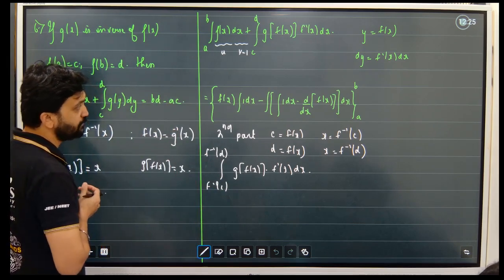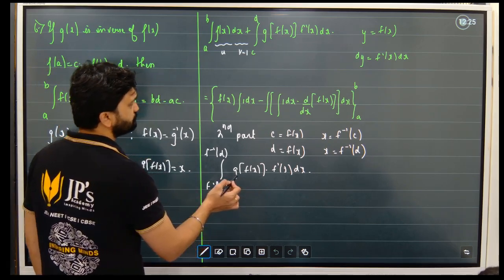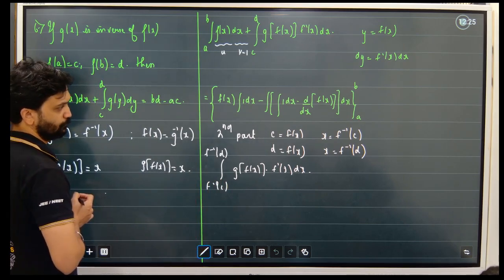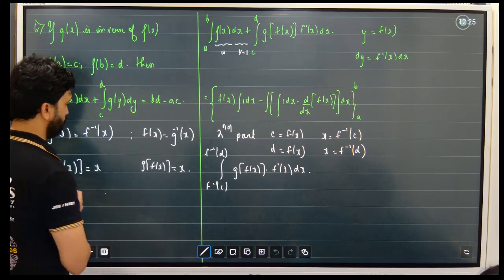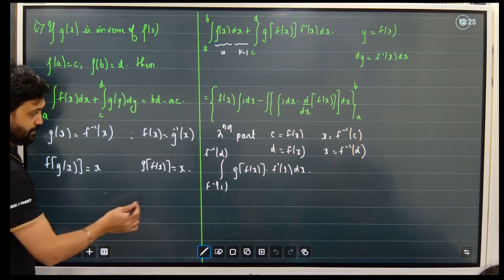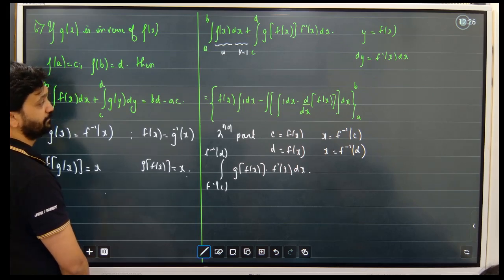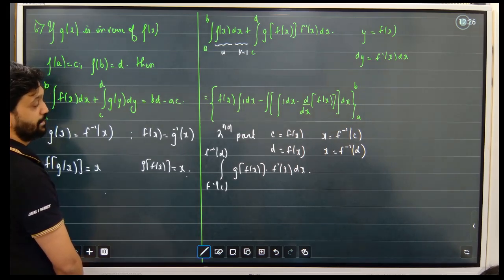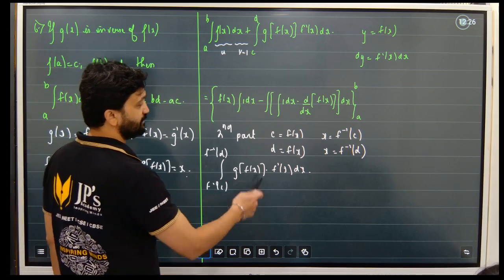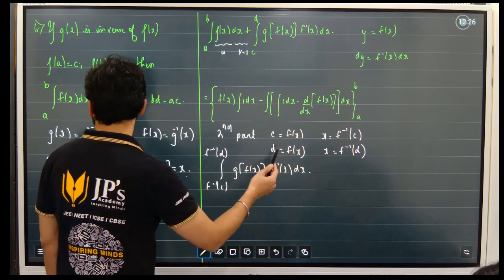f of x is equal to c. So if I put c here, tell me, what is g of f of x? Do I have g of f of x? Yes. What is it? x. g of f of x is x, and f dash x is nothing but the derivative. Are you understanding this? Not understood? So this part.